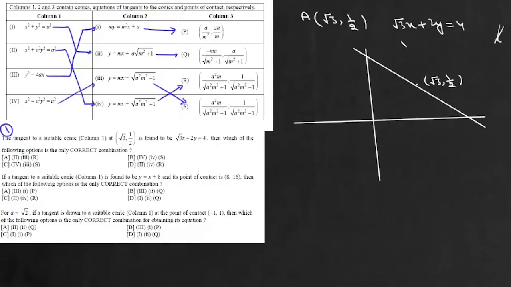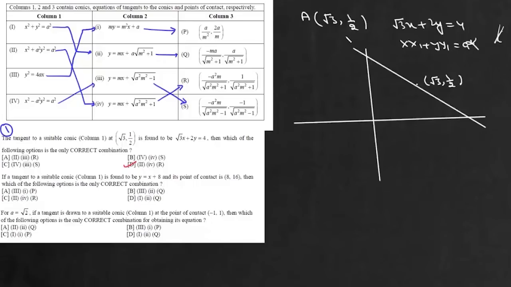But in the case of a circle, the equation of the tangent will be x x1 plus y y1 equals a square, where the point of contact is (x1, y1). So in that case, this equation would be root 3x plus 1 by 2 y. So it cannot be this circle. So it has to be this ellipse. So this point should lie on the ellipse. So the answer should be second, fourth and R. That's your option D. Now we'll prove it also.